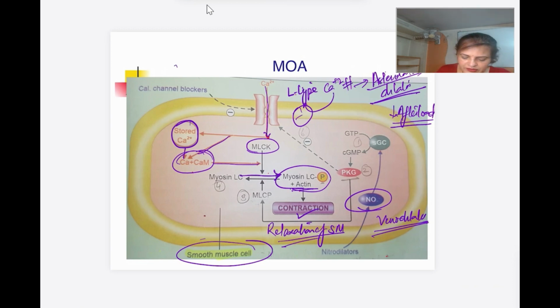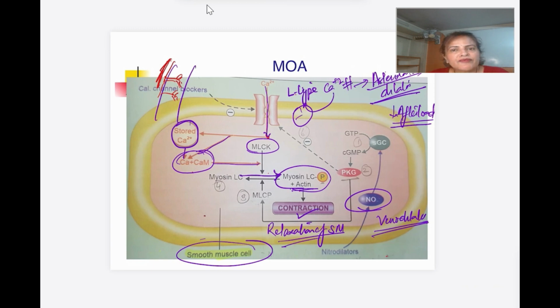The epicardial artery on the muscle, they are also going to cause relaxation of this, plus the intramyocardial artery, it is going to cause relaxation of that. So it is going to improve the coronary flow also. Okay, now this is its mechanism of action in the smooth muscle.